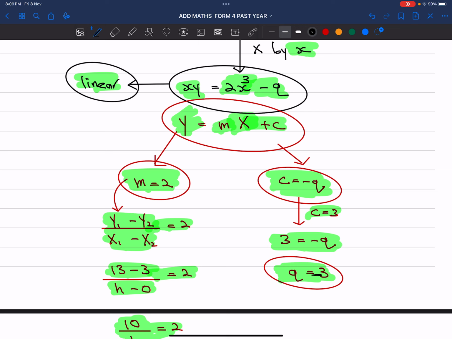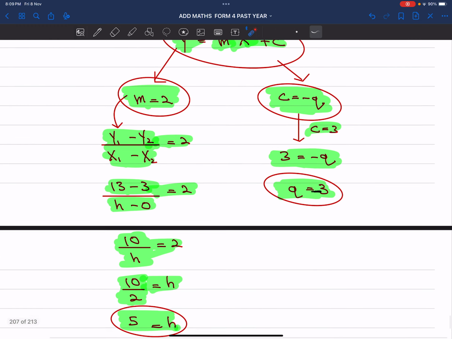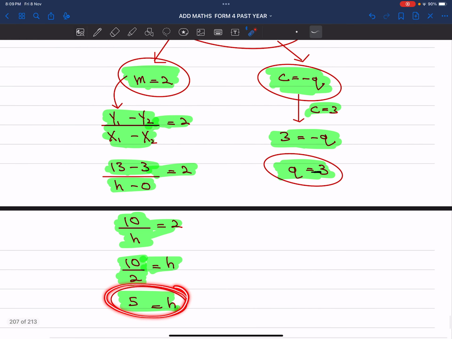Because c is 3, this is negative q. Negative q is 3. I multiply both sides by negative, which makes negative q become positive q, and 3 become negative 3. So we are finished. We got h equals 5 and q equals negative 3.